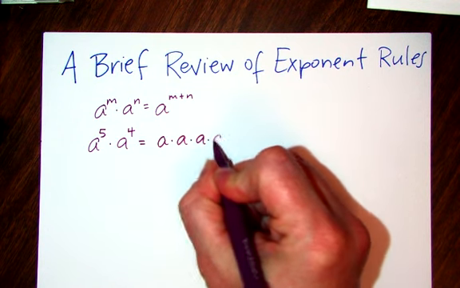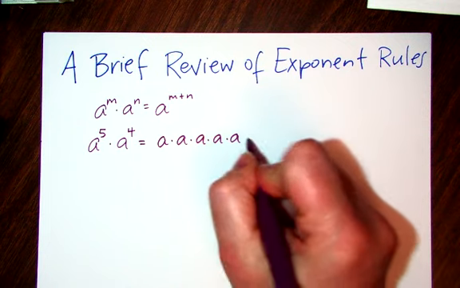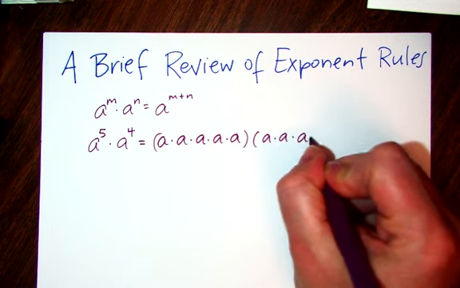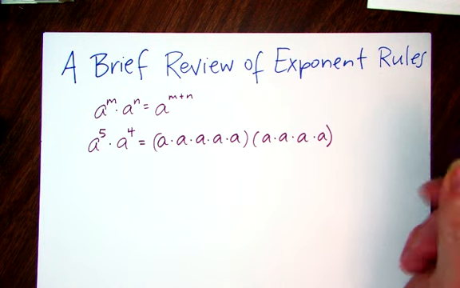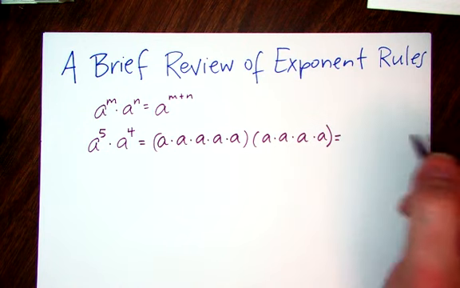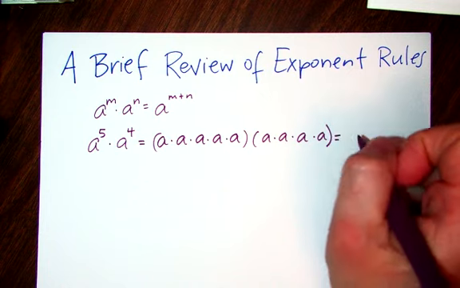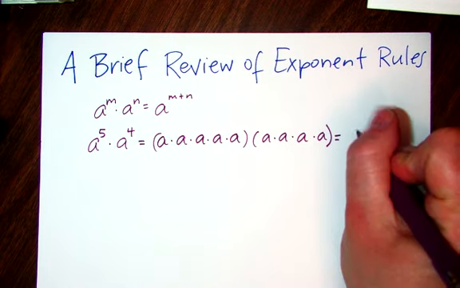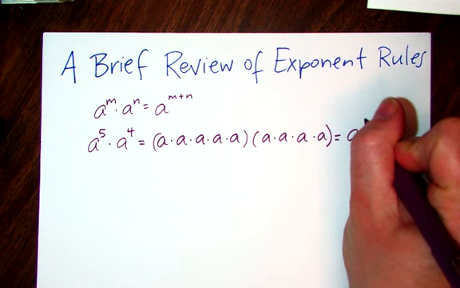So I have a to the fifth times a to the fourth, and a to the fifth we know is a times itself 5 times, and a to the fourth is a times itself 4 times. And so then we see that we have 9 a's being multiplied together, which is of course a to the ninth, and it's clear to see that that's just adding the exponents.